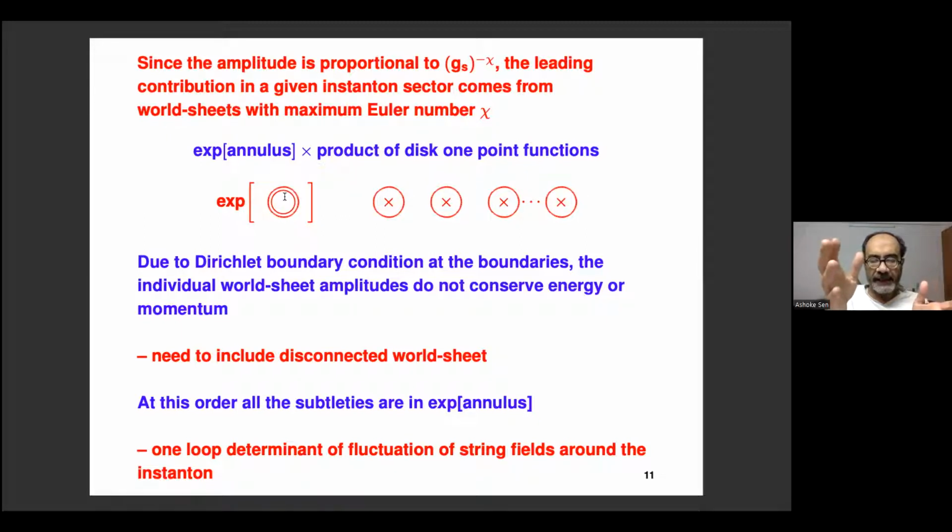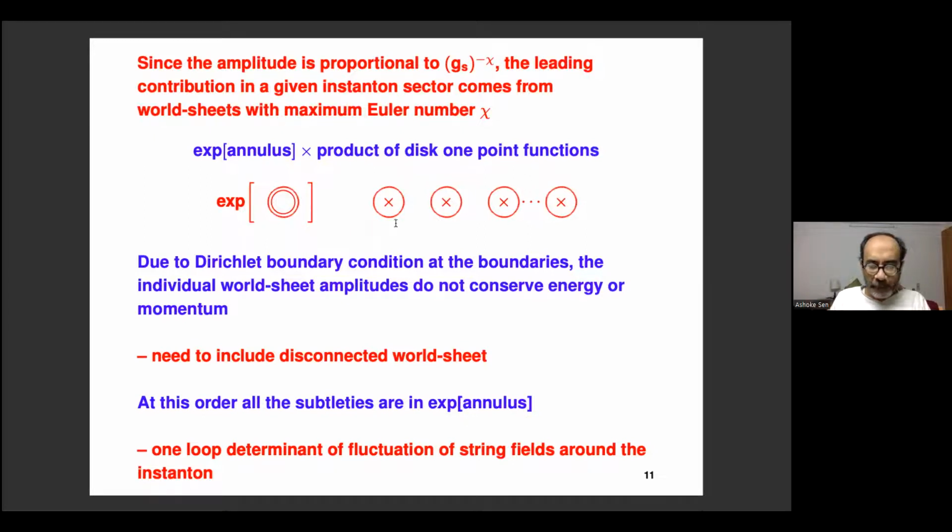So this means that at any given order in the loop expansion, in the G_s expansion, you have to allow an arbitrary number of insertions of the annulus. You can choose not to insert an annulus, or you can choose to insert one annulus or two annuli and so on. These can be resummed into something called the exponential of the annulus amplitude. All the diagrams in this have the same power of g_s, in particular g_s to the minus the number of closed string vertex operators that you have. And that's the leading contribution.